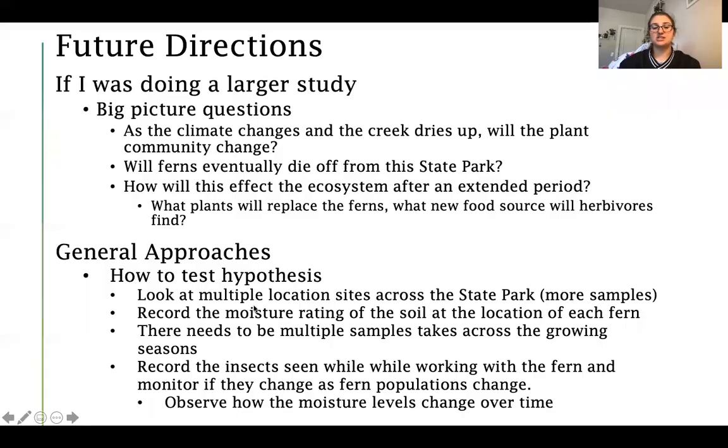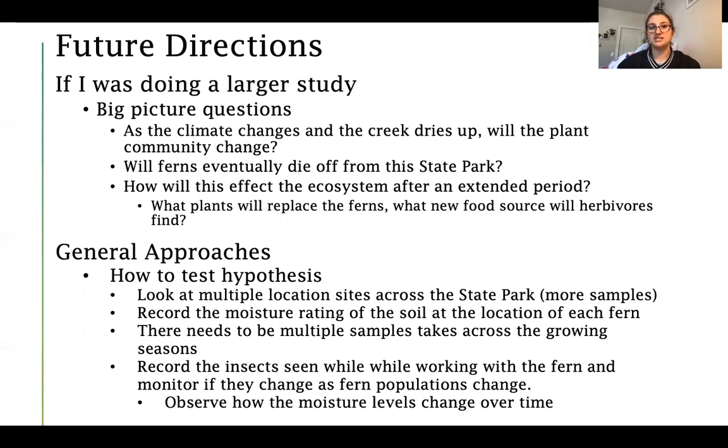So my future directions, with doing a larger study, would have big picture questions like, as the climate changes and the creek potentially dries up, will the plant community change? Will ferns eventually die off from the state park? And how will this affect the ecosystem after an extended period of time? What plants will replace the ferns, and what new food sources will herbivores find?